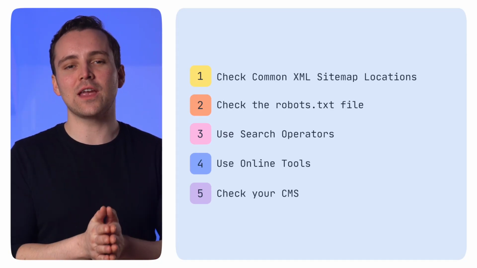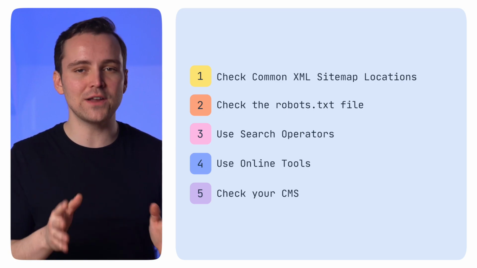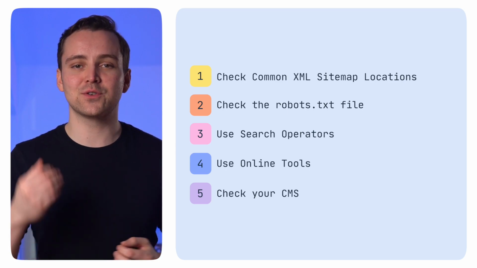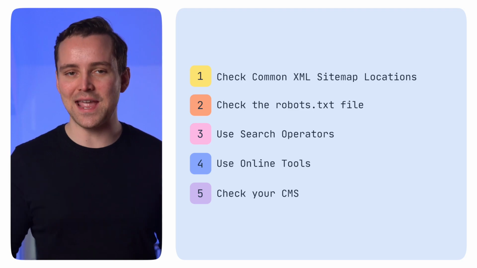Can't find your website's sitemap? You're in the right place. A good XML sitemap is like a compass for search engines, making it easier for them to crawl and index your content, helping you climb the search ranks in the process. In this video, we will take you through 5 simple ways to find your sitemap, and also show you how to submit it to search engines at the end.